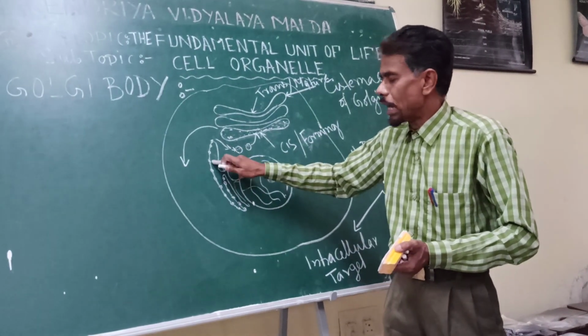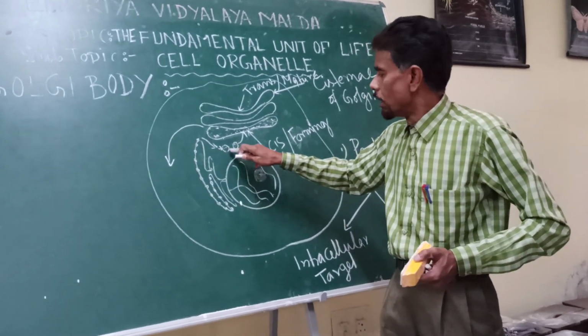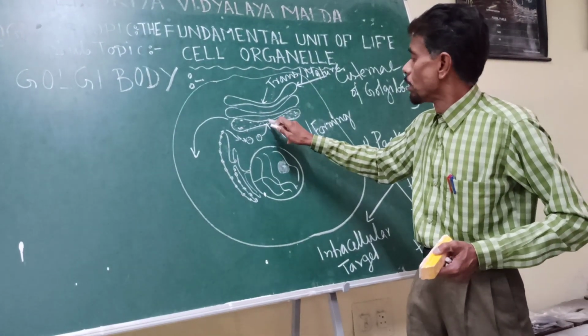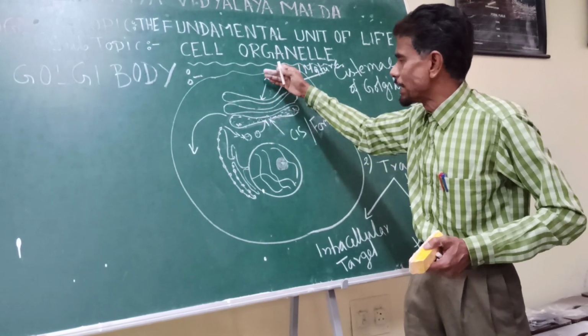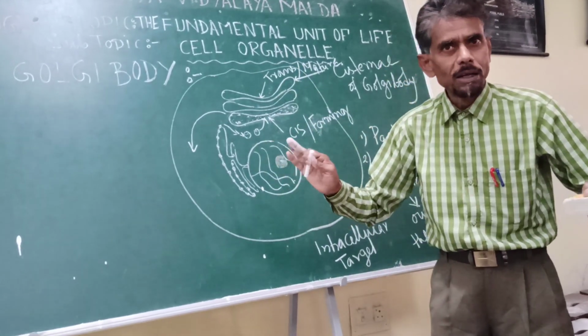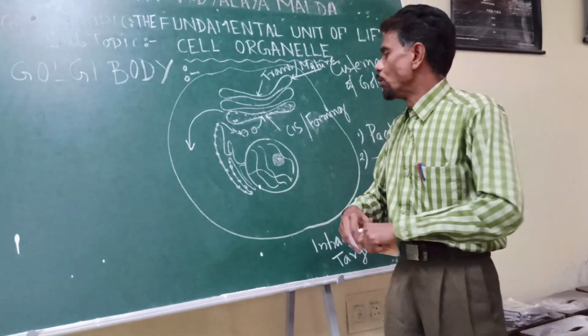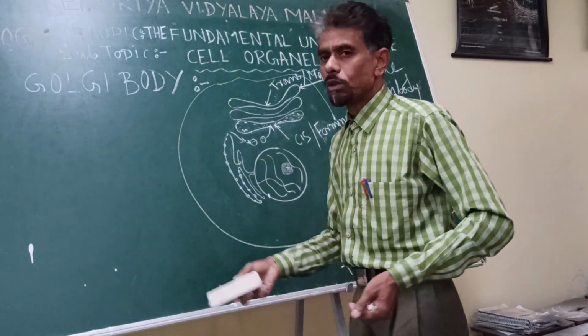Now the material which is produced within the endoplasmic reticulum will be packed in the vesicle. The vesicle will now put the material to the cis face of the cisternae of the Golgi body, and from the trans face it will be transported to different parts. This is about the Golgi body. Is that clear? Now we shall take up another.